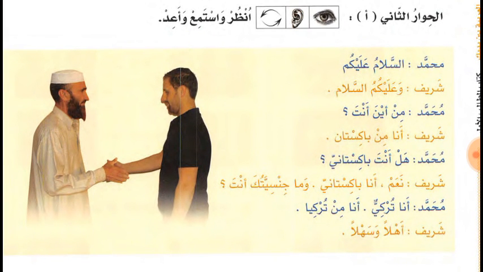Muhammad: Hal anta Pakistani? Are you Pakistani? Basically Sharif already told him that he is from Pakistan. This time Muhammad is asking whether he is an immigrant or a Pakistani national, so that's why he's asking hal anta Pakistani. Sharif will reply naam ana Pakistani, yes I am Pakistani. So this means that Sharif is not an immigrant, he is a native Pakistani.